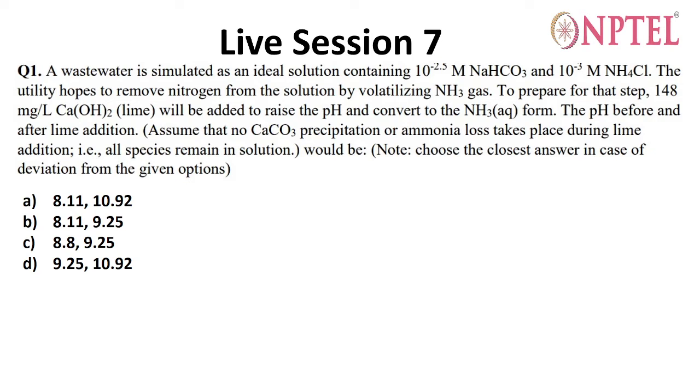To prepare for that step, 148 mg per liter of calcium hydroxide, lime, will be added to raise the pH and convert to NH3. So you have to calculate the pH before and after the lime addition. One more thing you should note is that no CaCO3 precipitation or ammonia loss takes place during the lime addition. So these are the conditions and the data. So quickly solve it and write your answer in the chat section.